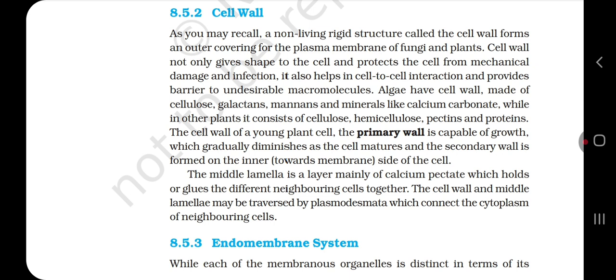The cell wall of a young plant cell, the primary wall, is capable of growth, which gradually diminishes as the cell matures, and the secondary wall is formed on the inner or towards the membrane side of the cell. The middle lamella is a layer mainly of calcium pectate, which holds or glues the different neighboring cells together. The cell wall and the middle lamellae may be traversed by the plasmodesmata, which connect the cytoplasm of the neighboring cells.